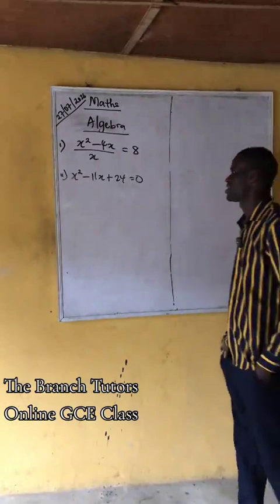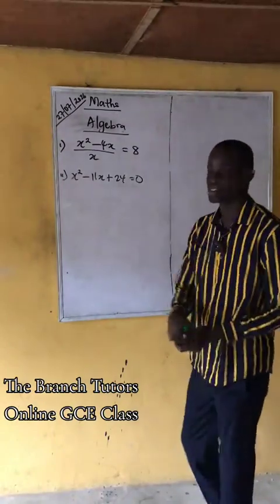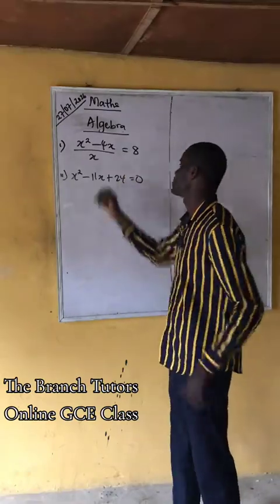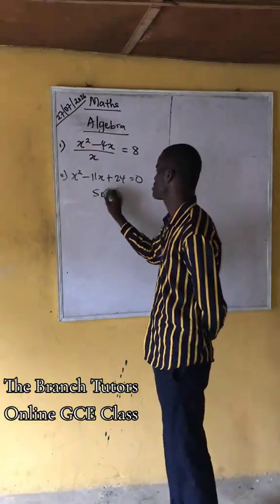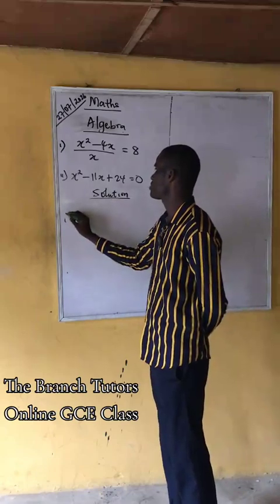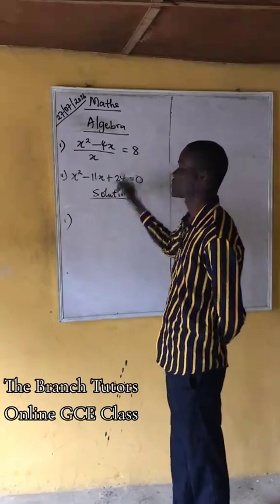We are looking at algebra in mathematics. So, how do we solve these two questions in math? The first question, let's look at the solution. The first thing to do to solve the first question is to cross multiply.